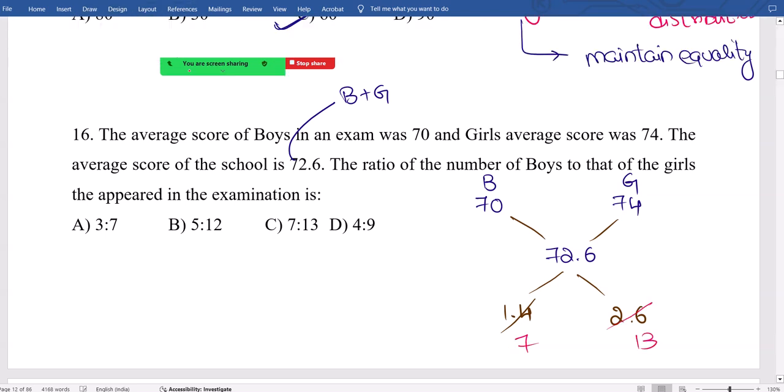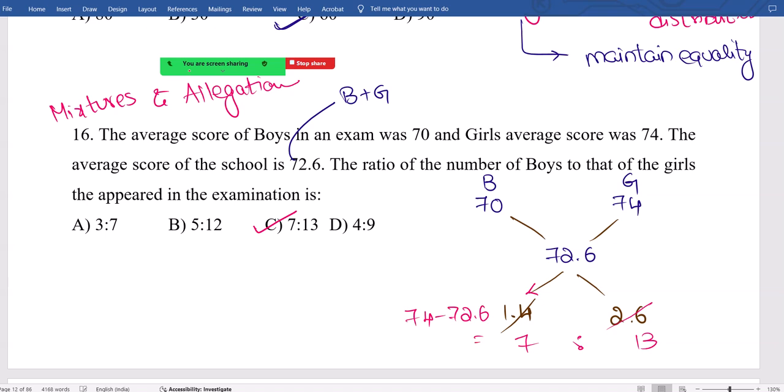This is the ratio. Okay, in mixtures and allegation concept, even though they mentioned averages, this is mixtures and allegation mixing. Boys and girls mixing, average is given. Whenever you are mixing, you put that in the middle. Take difference, put in opposite side. Difference must always be positive. Put that in opposite side. Right? Take difference between numbers, put in opposite side.